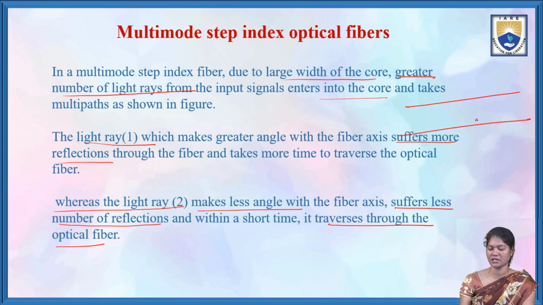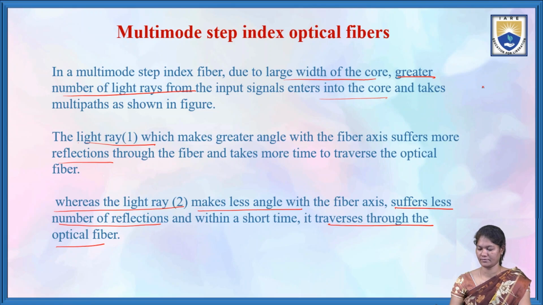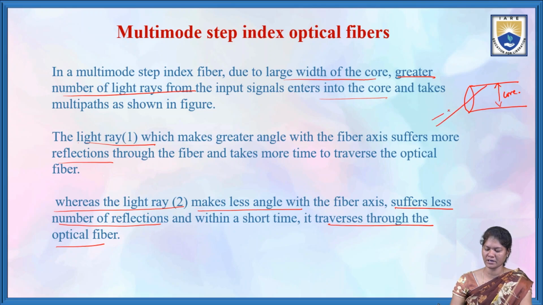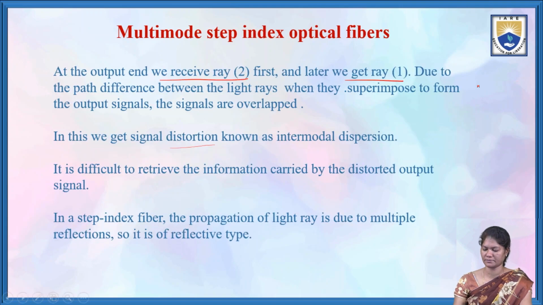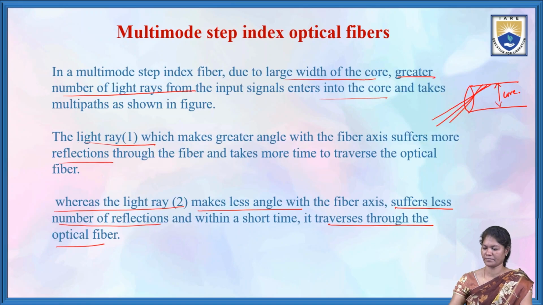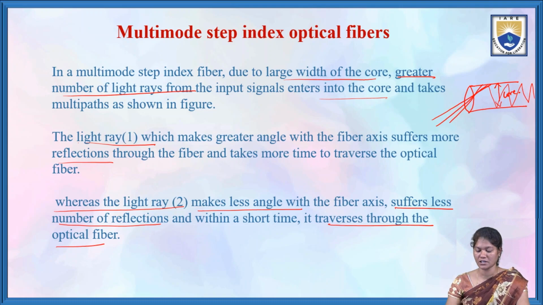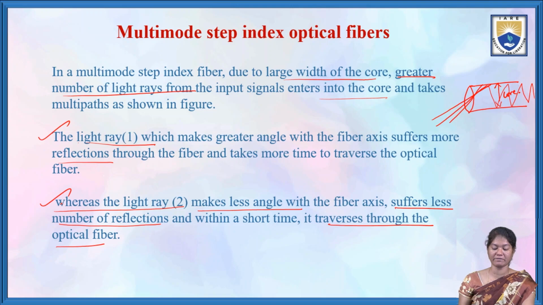Suppose I am taking two rays. So this is the core, and because of the larger core width, more number of light rays can be entered, so that they may get multiple paths. Here we are taking two rays, ray 1 and ray 2.